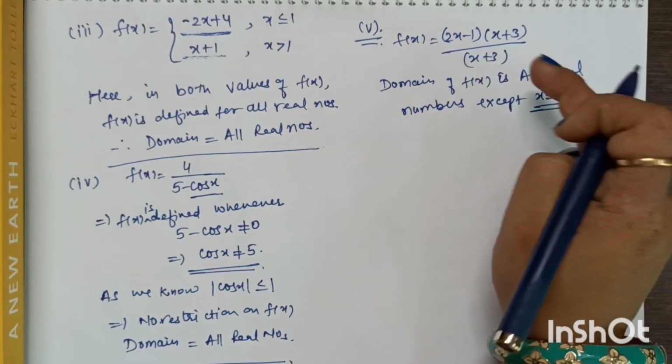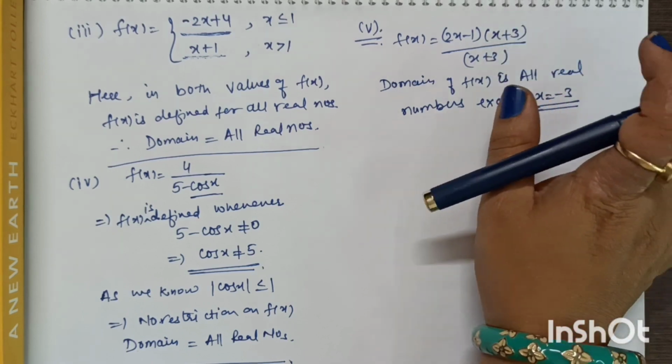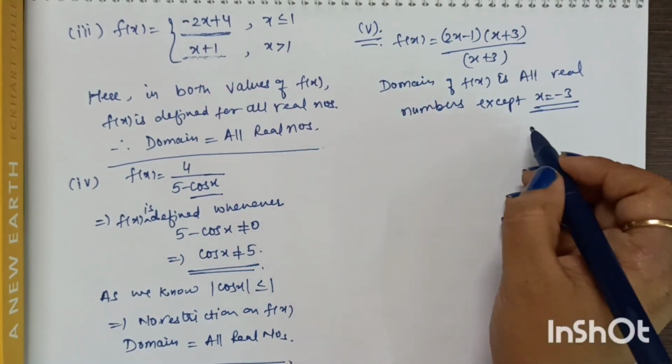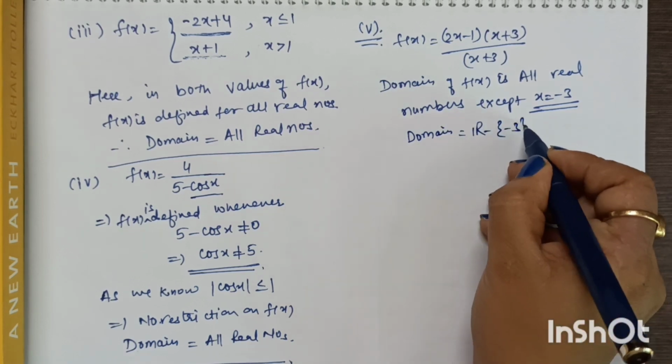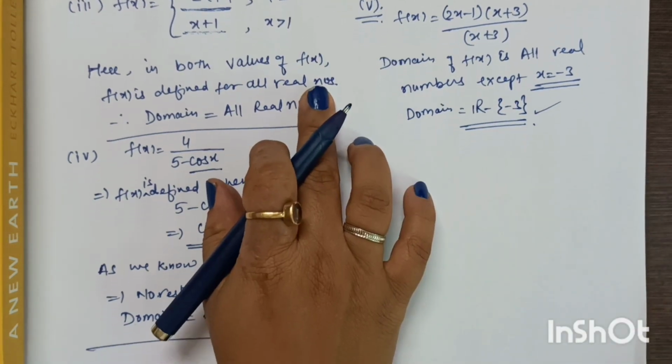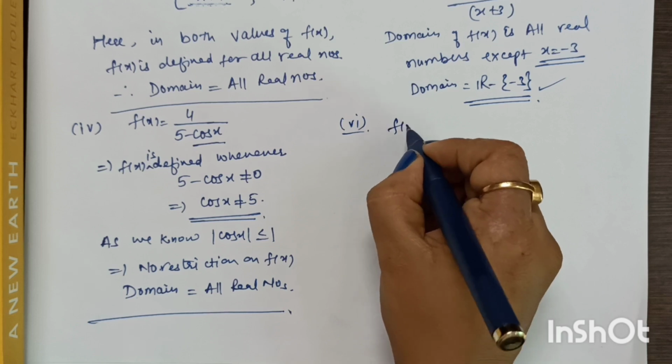So the function will be 2x minus 1 when x cannot be equal to minus 3, and then 2x minus 1 is defined for all real numbers. So the domain will be all real numbers except minus 3.